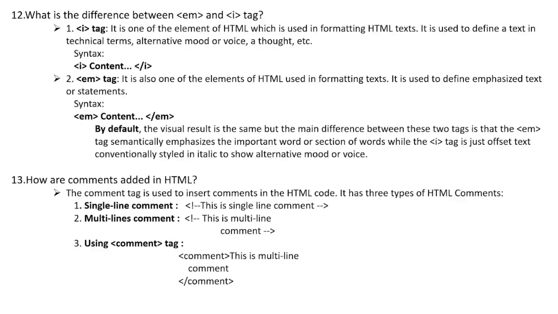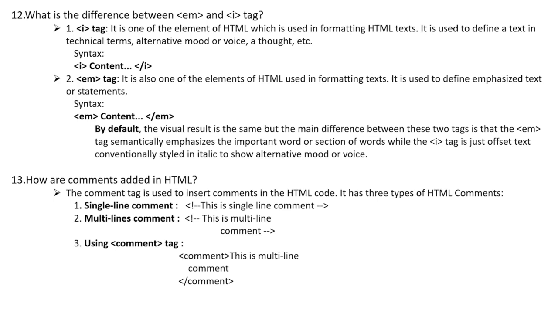Question 12. What is the difference between EM and I tag? 1. I tag. It is one of the elements of HTML which is used in formatting HTML texts. It is used to define a text in technical terms, alternative mood or voice, a thought, etc. Syntax. 2. EM tag. It is also one of the elements of HTML used in formatting texts. It is used to define emphasized text or statements.